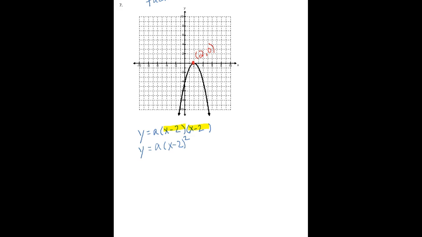Now, in order to come up with the a value, we need to insert a point that we know, and we're not going to use an x-intercept. Although it's a vertex, it is also the x-intercept. So if we looked at our graph, we would see that we have a y-intercept here, and its value would be (0, -4). We're going to sub these points into our equation. So our x value is 0, our y value would be a negative 4.